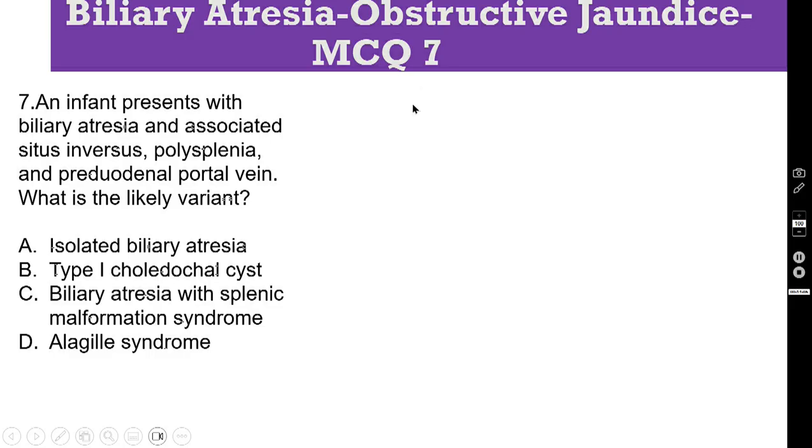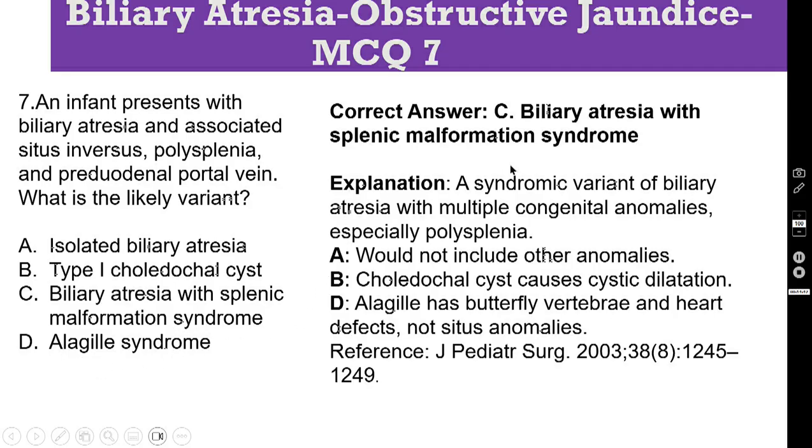Coming to MCQ number 7. An infant presents with biliary atresia and associated situs inversus, polysplenia and preduodenal portal vein. What is the likely variant of this atresia? A. Isolated biliary atresia. B. Type 1 choledochal cyst. C. Biliary atresia with splenic malformation syndrome. D. Alagille syndrome. The correct answer is of course C.